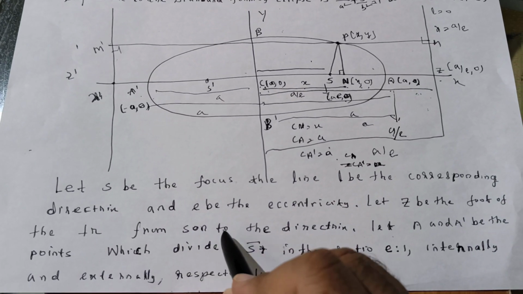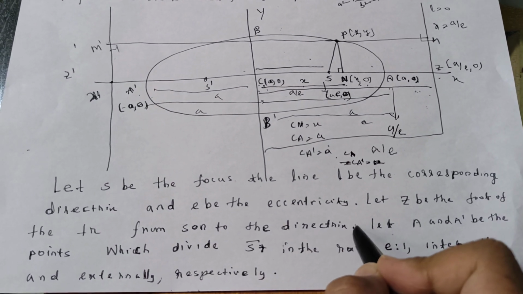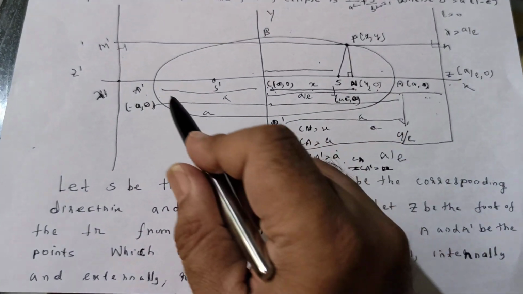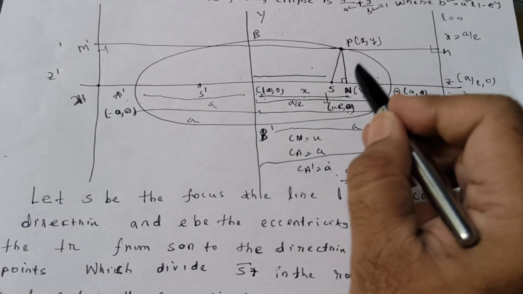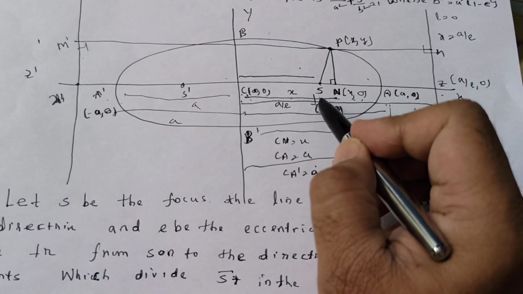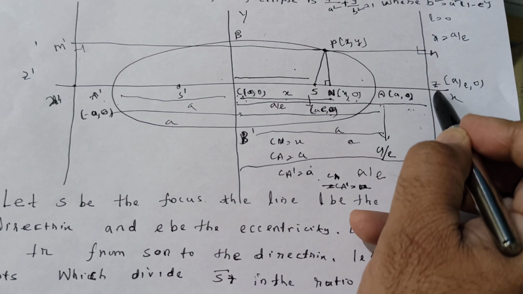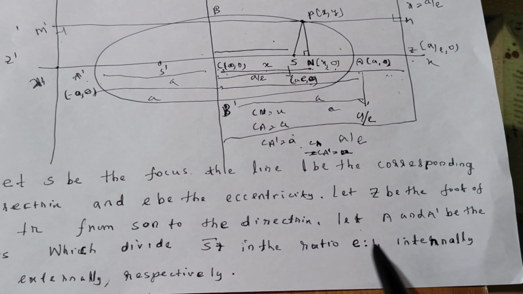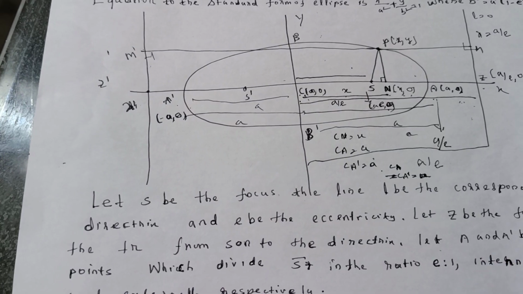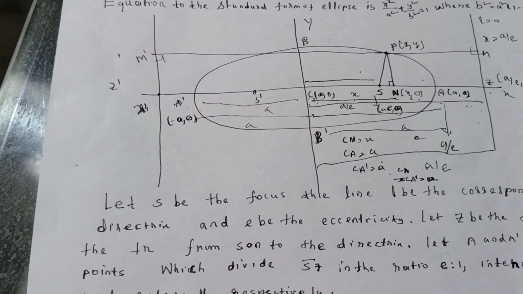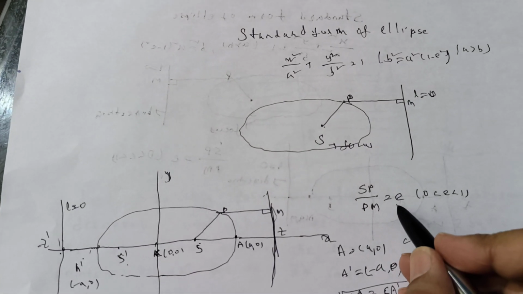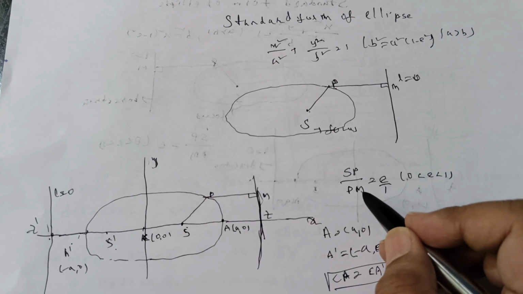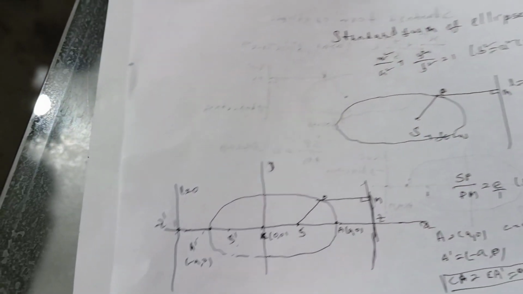Let Z be the foot of the perpendicular from S onto the directrix. Let A and A dash be the two points on the ellipse which divide SZ. Because this is the fixed point and this is the fixed straight line, the point divides SZ in the ratio E is to 1 internally and externally. What does it mean? Actually, you started with SP by PM is equal to E by 1 only. SP is to PM is equal to E is to 1. That's what he is trying to mention.